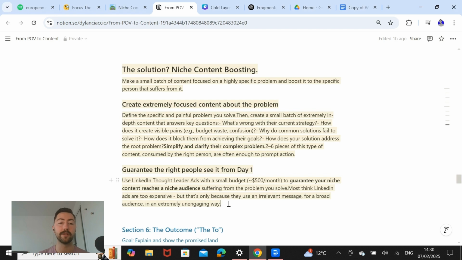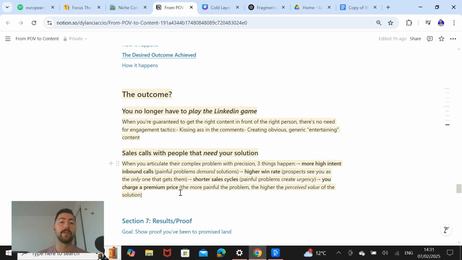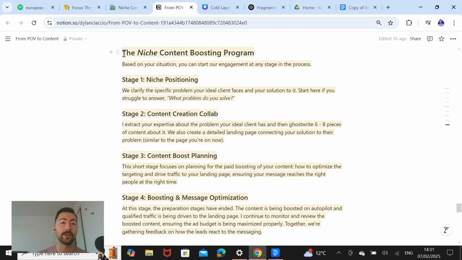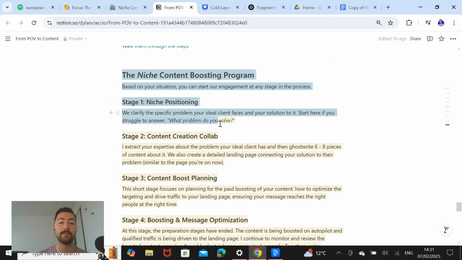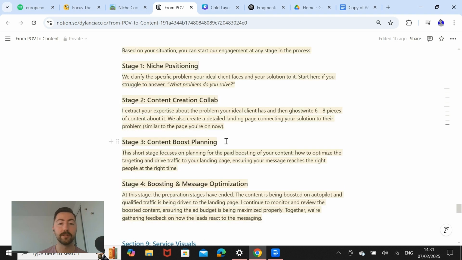So after they understand the problem, the solution, and the outcome, once they understand all of that, then they should be starting to consider, okay, what is your service? How are we actually going to solve that problem and produce the outcome? I like to put this into stages so that it's very easy to visualize working with you. So here I said a niche content boosting program. First stage we go through is niche positioning. Stage 2 is content creation collaboration, et cetera. So again, this is the service and how we're using the service to solve the problem and produce the outcome.